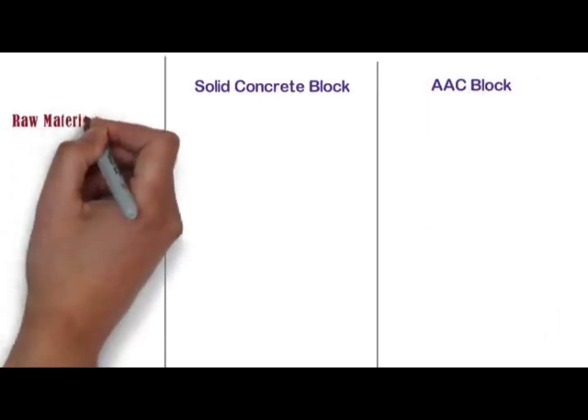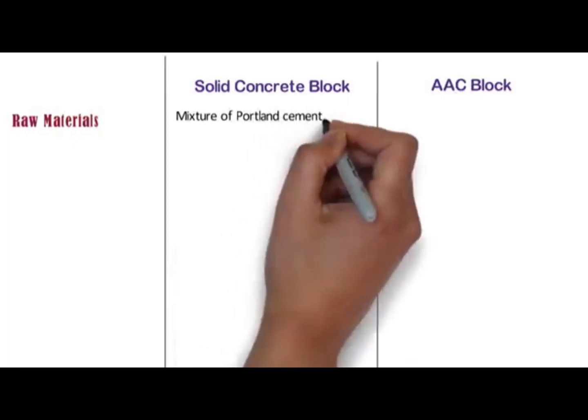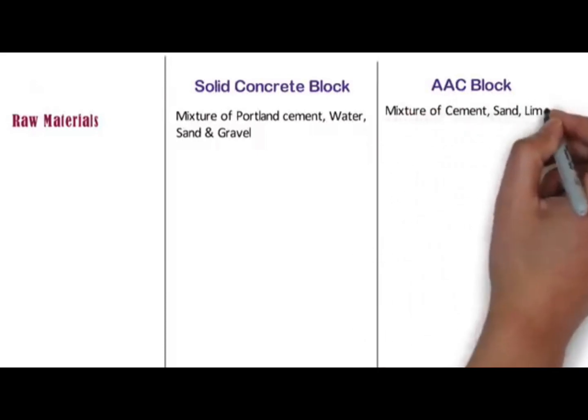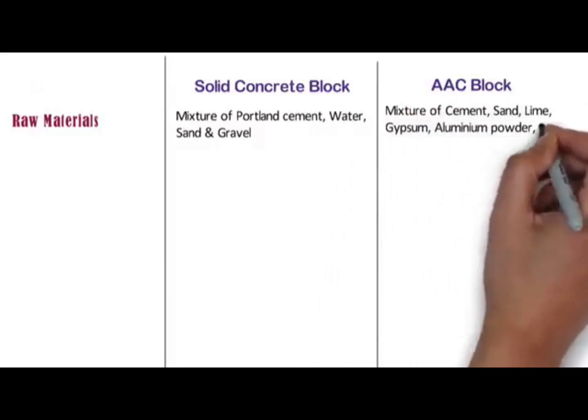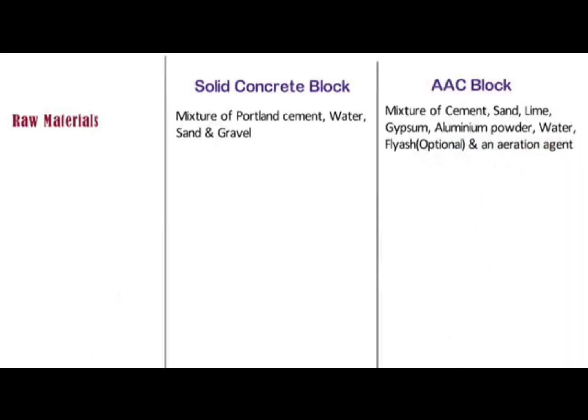Raw materials. Solid concrete blocks are made from a mixture of Portland cement, water, sand and gravel. Whereas AAC blocks are made from a mixture of cement, sand, lime, gypsum, aluminium powder, water, fly ash and an aeration agent. Color. Color of solid concrete block is light grey, whereas the color of AAC block is grey.